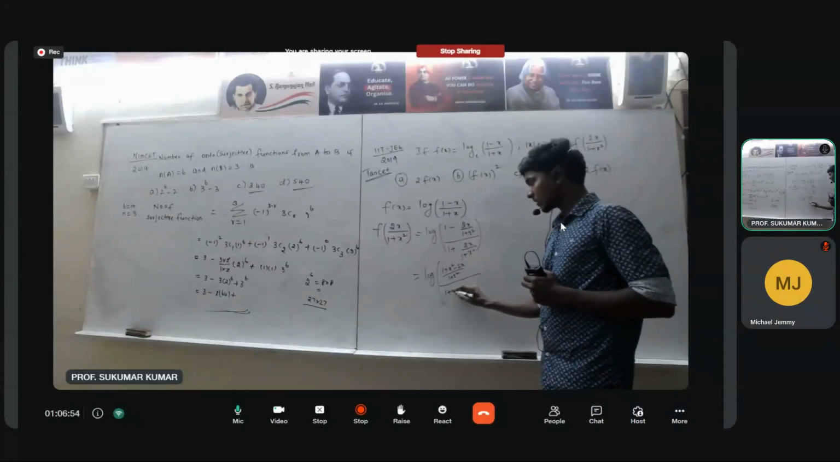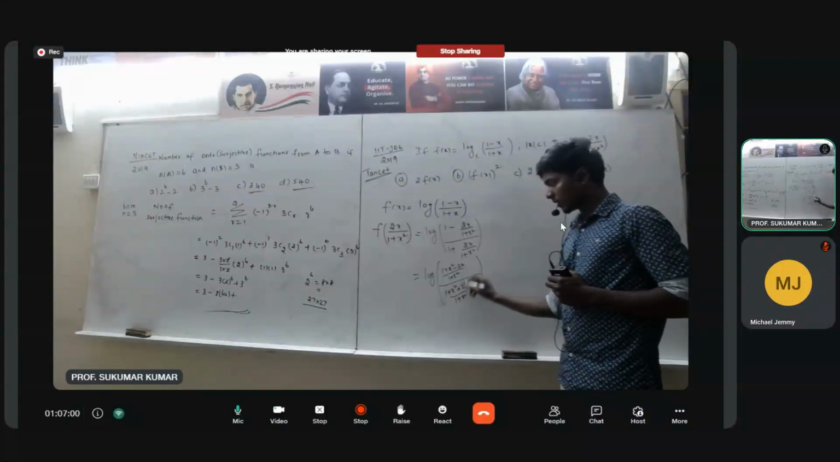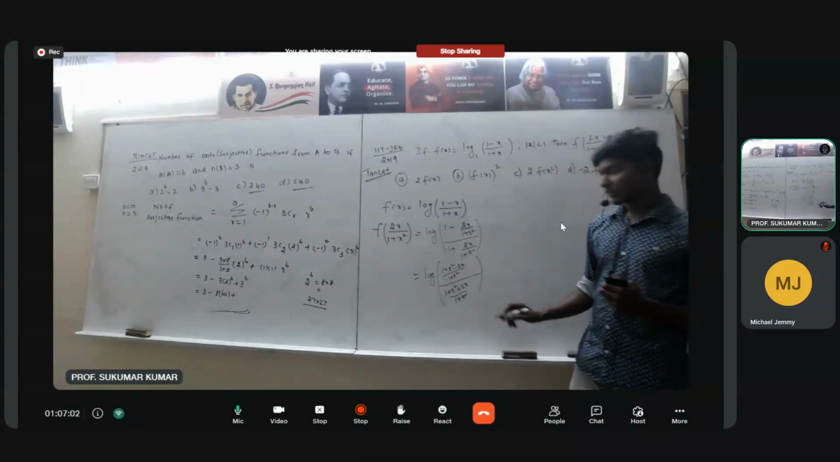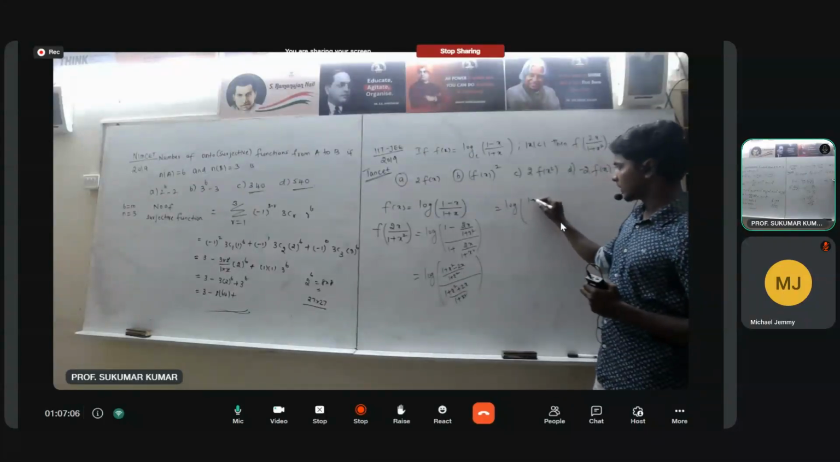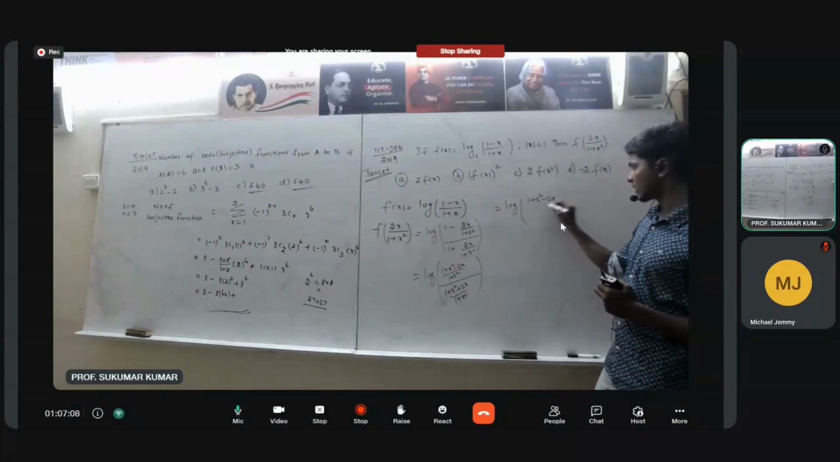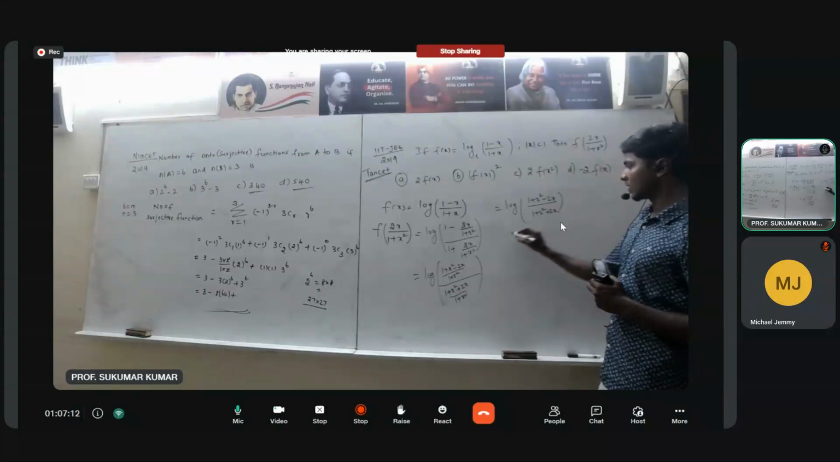So 1 plus x square plus 2x whole divided by 1 plus x square. Got it? And 1 plus x square, 1 plus getting cancelled now. Okay, remaining what we have, log of 1 plus x square minus 2x divided by 1 plus x square plus 2x.